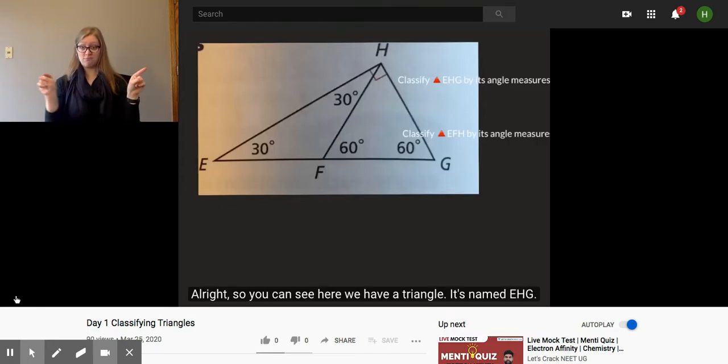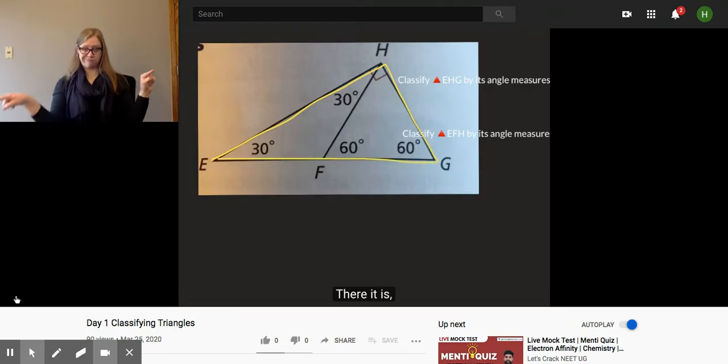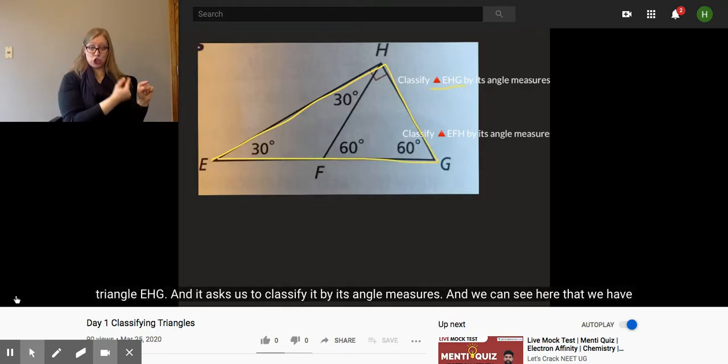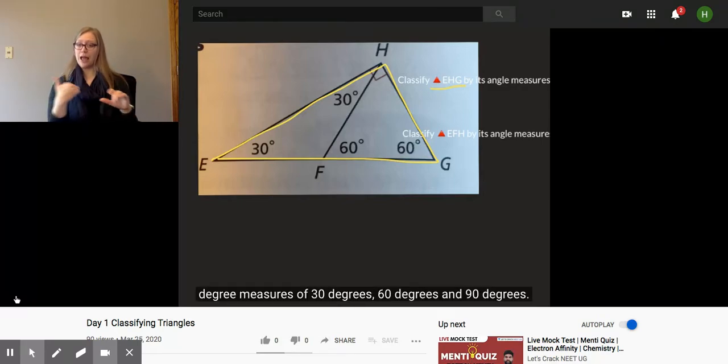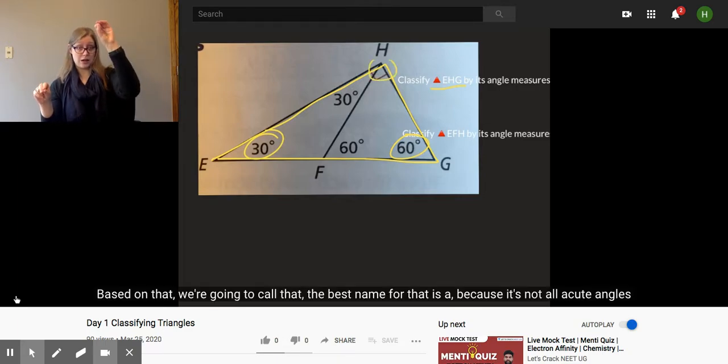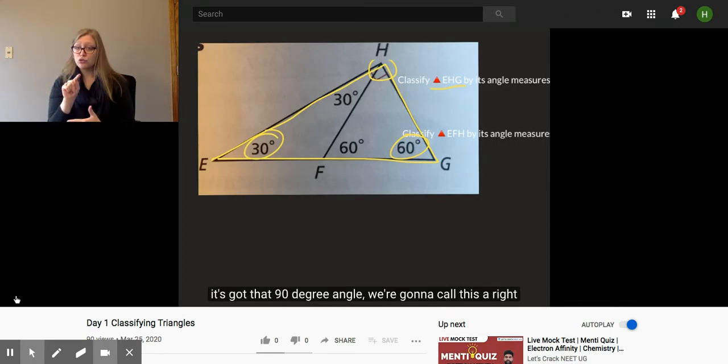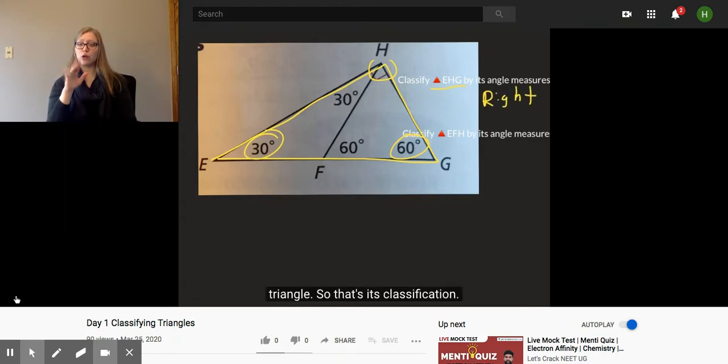All right, so you can see here we have a triangle. It's named EHG, and there it is, triangle EHG, and it asks us to classify it by its angle measures. And we can see here that we have degree measures of 30 degrees, 60 degrees, and 90 degrees. And based on that, because it's not all acute angles, it's got that 90-degree angle, we're going to call this a right triangle. So that's its classification.